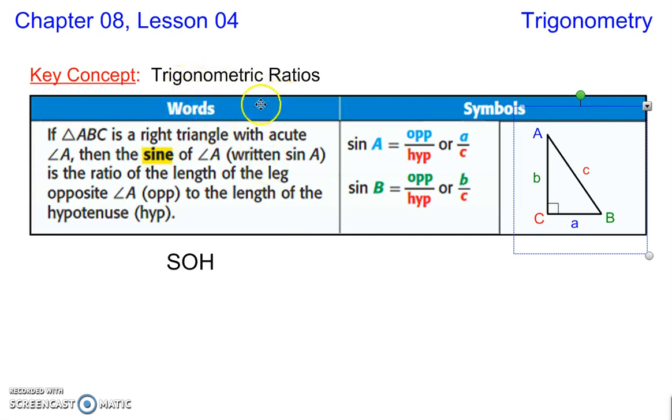Now, trigonometric ratios. If we have a right triangle, then the sine of angle A is the ratio of the length of the opposite side to the hypotenuse. So the sine is the opposite to the hypotenuse. That's what the SOH stands for. Sine is opposite to hypotenuse.